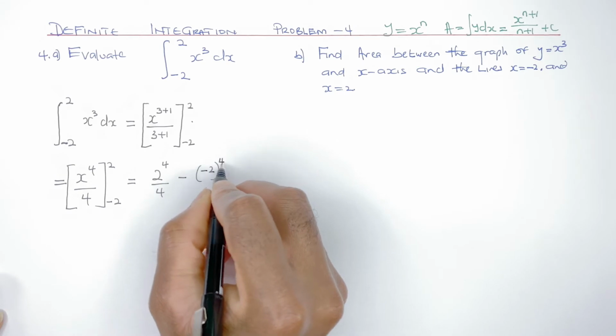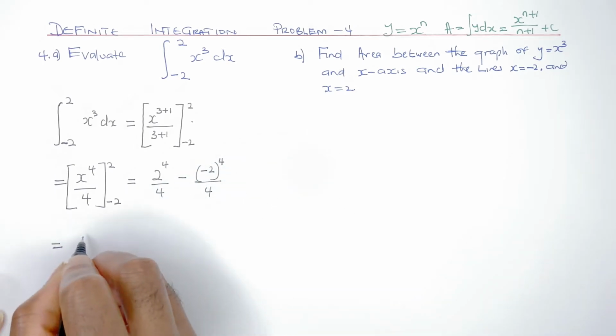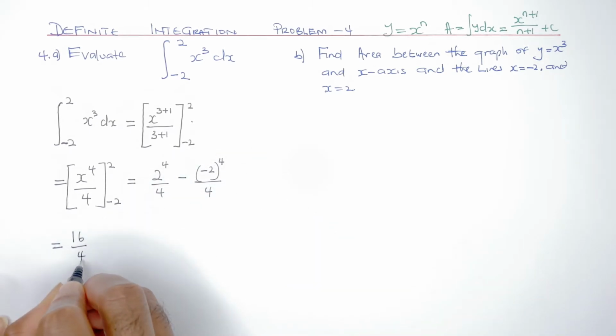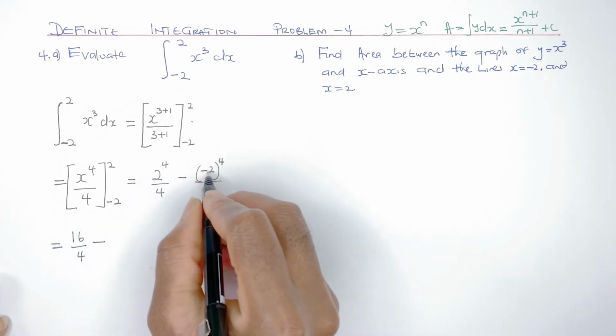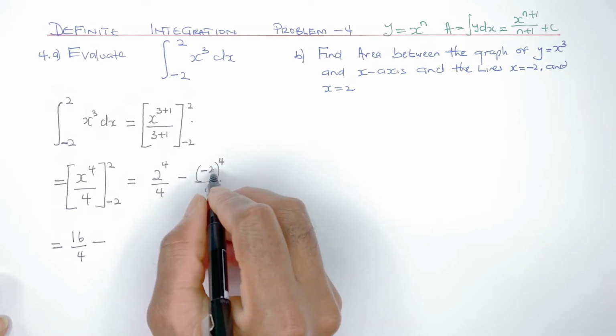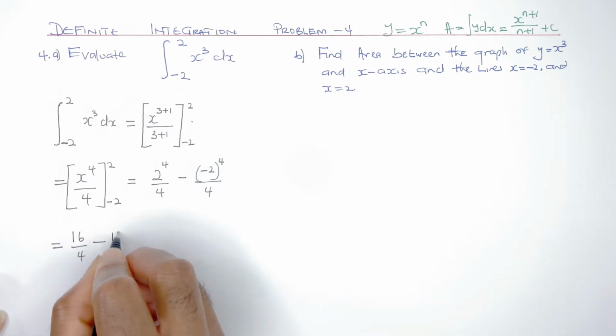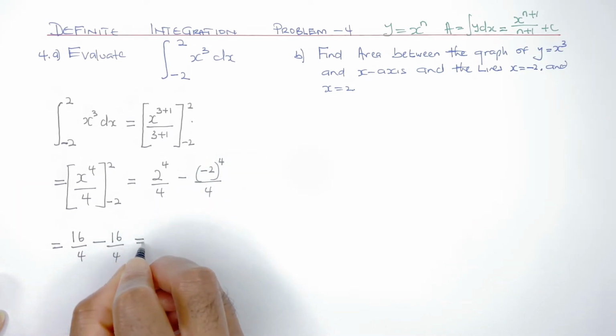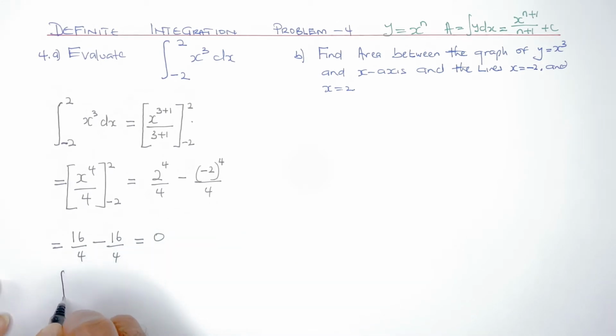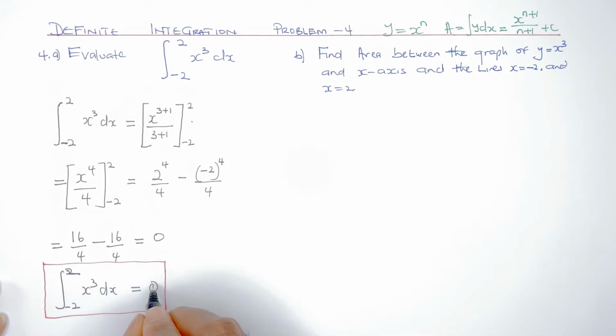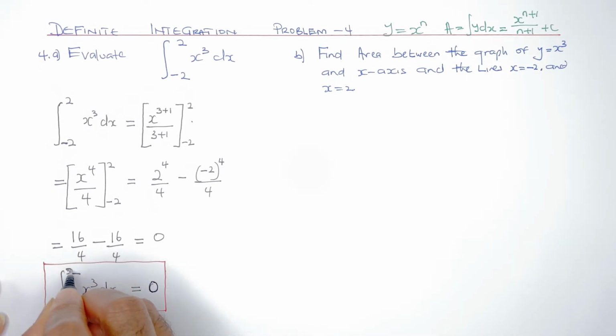That will be equal to 2 to the power 4 over 4 minus minus 2 to the power 4 over 4, and that will be equal to 16 over 4 minus, that's plus 16, because minus 2 to the power 4, that power is even, so that will be positive. So that will be 16 over 4 minus 16 over 4, and that equals 0. So the integral of 2 minus 2 x cubed dx equals 0. So that's why you have to be careful with the question. It's just asking to evaluate.